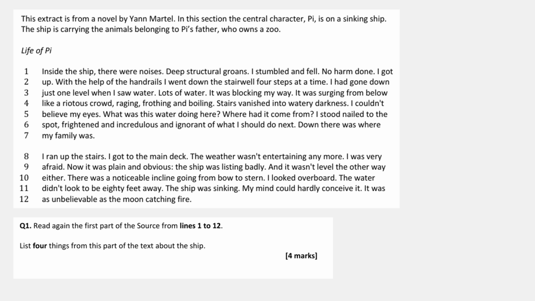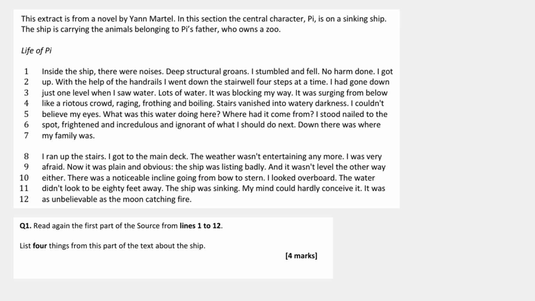Okay, so I would have probably written: inside the ship there were noises. There's not a lot in the next section because it is all about what the person is doing. You could have said the ship has a stairwell. That's in line 2, and that would have got you a mark. You could have said something like the ship was taking on water, because there's a bit of inference there.